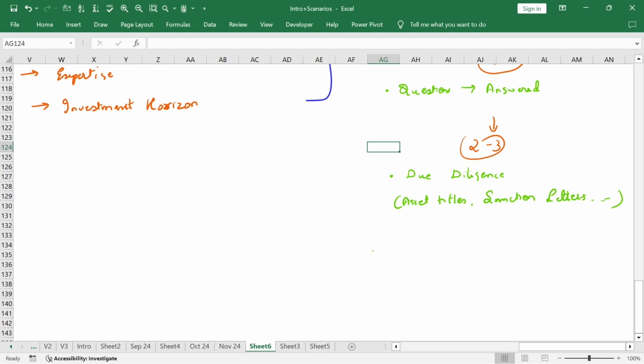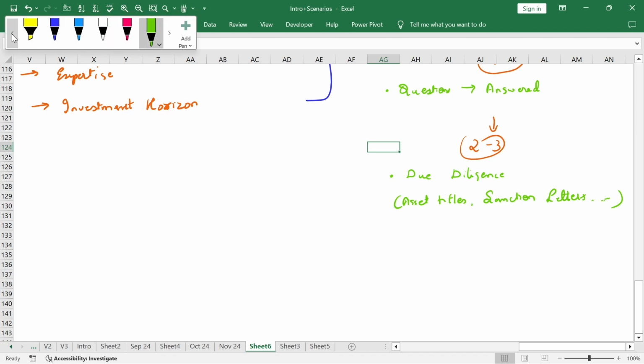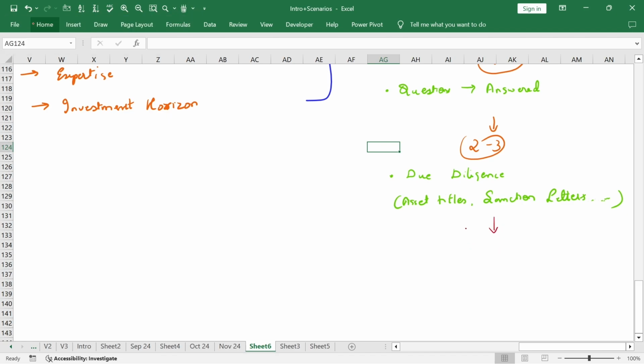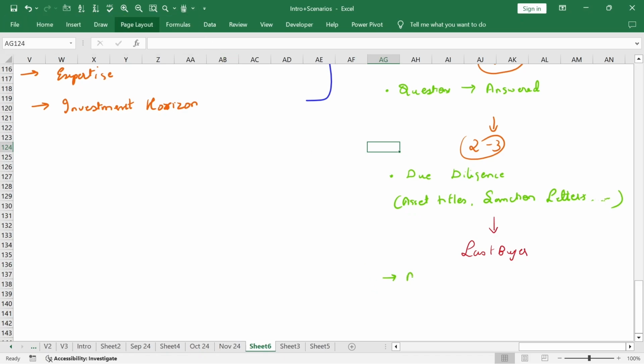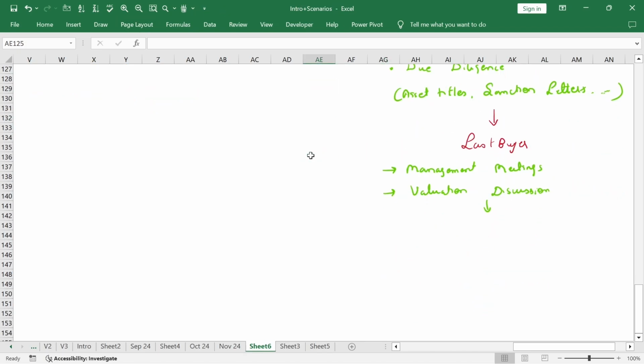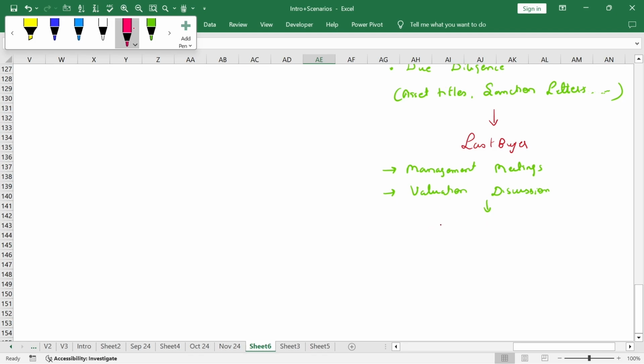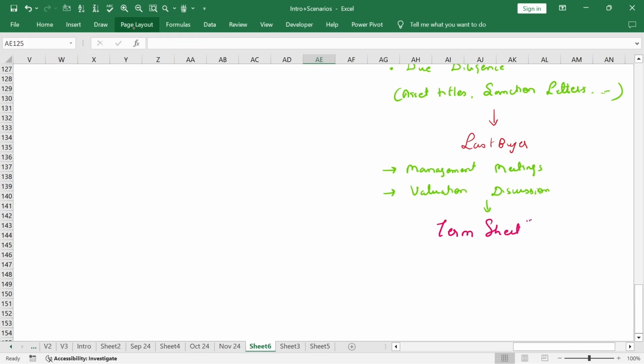Out of this, at the end stage, probably there may be just one odd buyer who reaches the last round, one private equity buyer with whom you will start conducting management meetings. Management can be introduced to them at an earlier stage also, but you can conduct management meetings. You will conduct valuation discussions, and if agreed, the PE will eventually say that yes, we are happy with the valuations, we are happy with the management, and we want to invest the money in the business. And when that happens, you sign something called the term sheet.